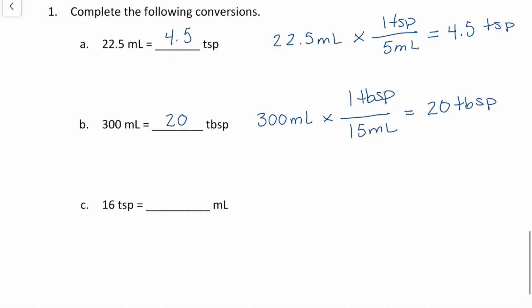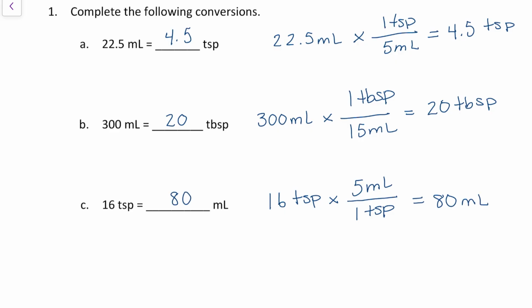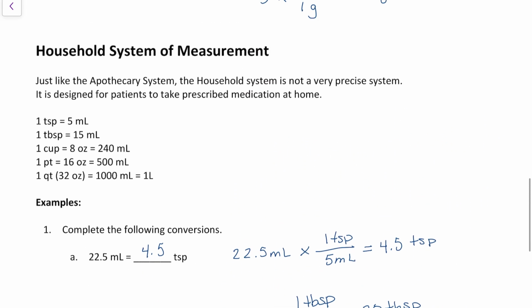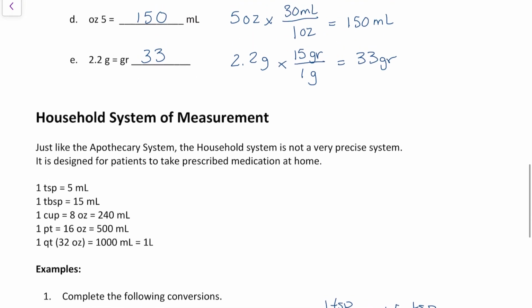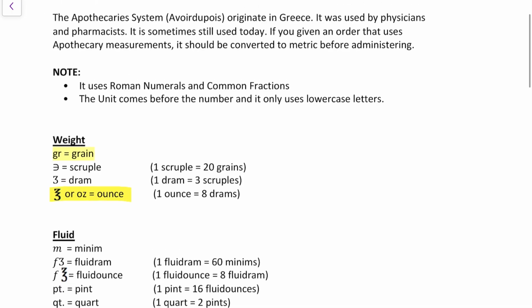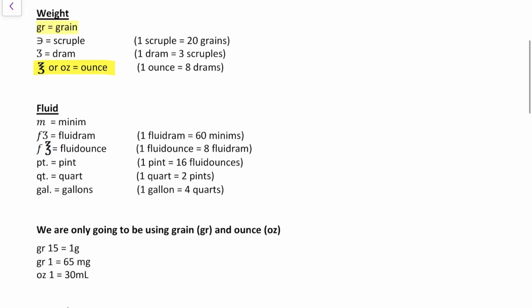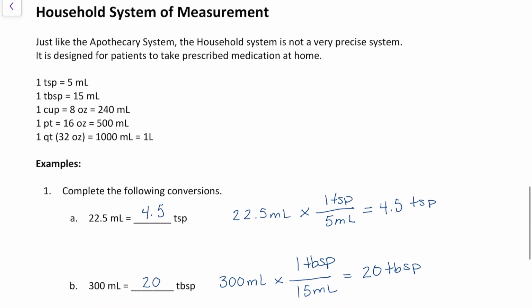And finally, 16 teaspoons to milliliters. I'm going to start with what I'm given, and I'm going to put the teaspoons on the bottom and put the 5 milliliters on top. So I'm going to do 16 times 5, which gets me 80 milliliters. So that is the household system of measurement. So in this video, again, we've gone over the apothecary system and how to convert that to the metric system, as well as the household system of measurement and how to convert that to the metric system.